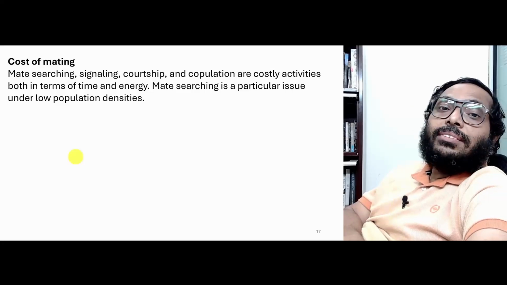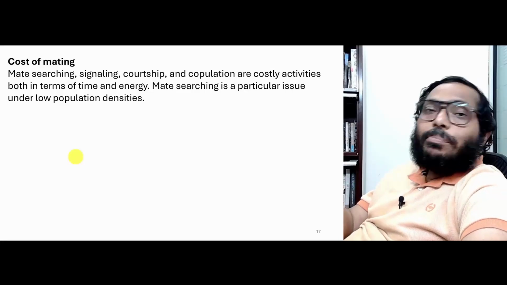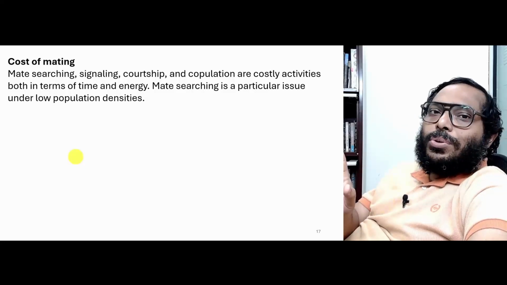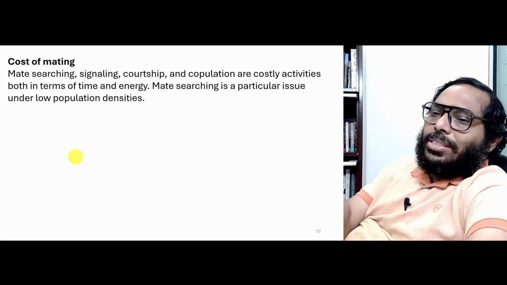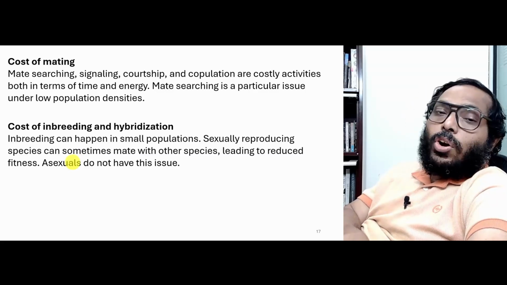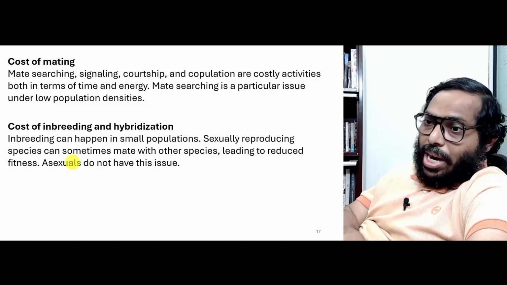Asexuals do not care. They want to reproduce, they reproduce, right? As long as the resources are there, they will be able to reproduce. They do not need to undergo all these things. And then you have the cost of inbreeding, you have the cost of hybridization.